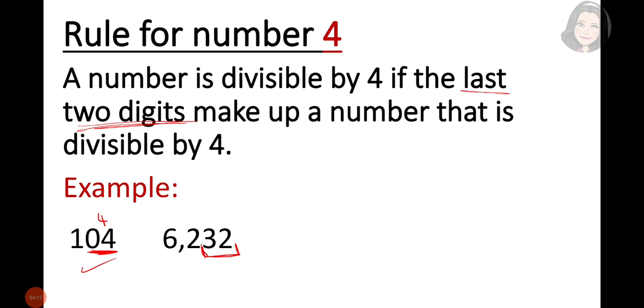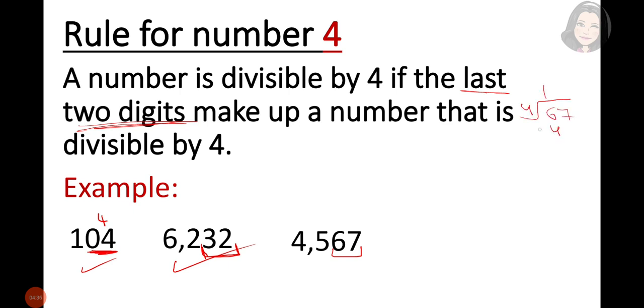6,232. Look at the last two digits. If you divide 32 by 4, you're going to get an 8, remainder 0. So the remainder is 0, then this number is divisible by 4. Let's move on to 4,567. 67, if you're not sure whether this number is divisible by 4 or not, all you have to do is divide the number 67 by 4.